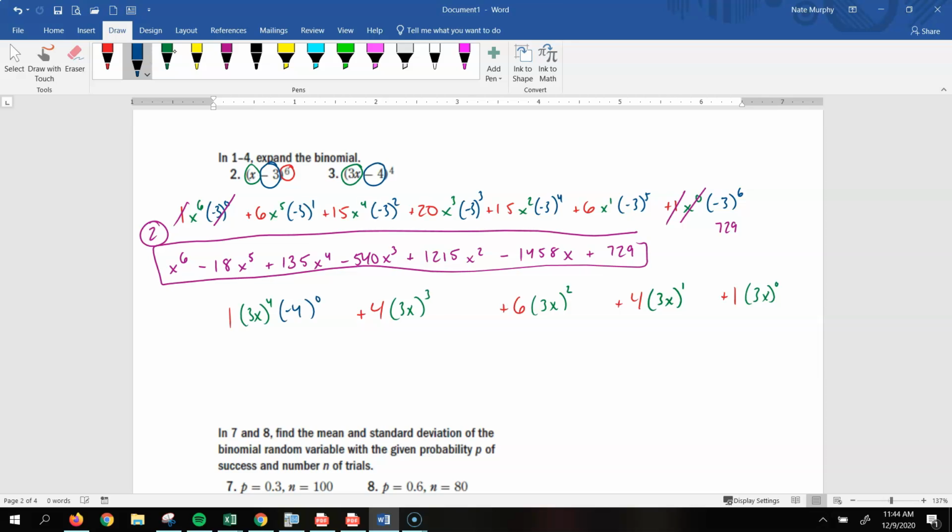Okay, next we have negative 4. We have negative 4 to the 0 power, negative 4 to the 1st power, negative 4 squared, negative 4 cubed, and negative 4 to the 4th power. So let's go through each of these.